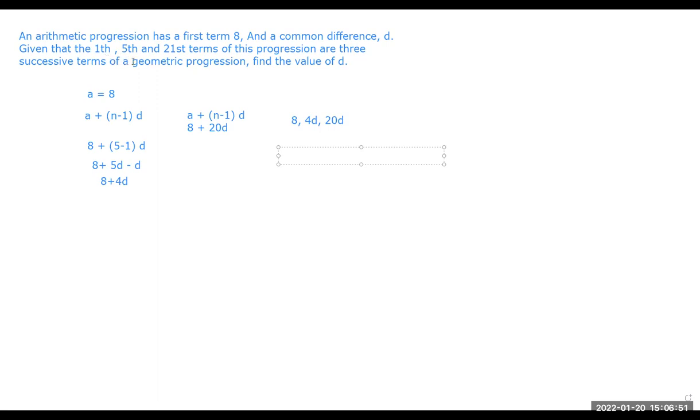That would be the three consecutive terms, right? The first term of the arithmetic progression, which is the 8. The fifth term of the arithmetic progression, which is 8 plus 4d, and then 8 plus 20d. You can't have just 4d. It needs to be 8 plus 20d and 8 plus 4d. So put the 8 in there.